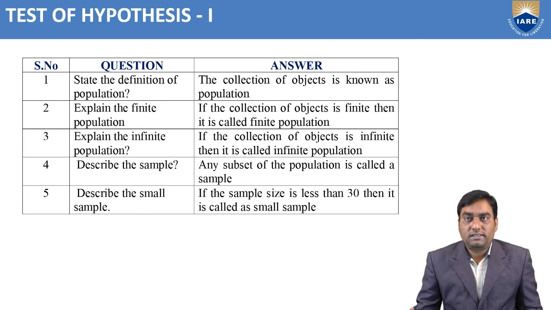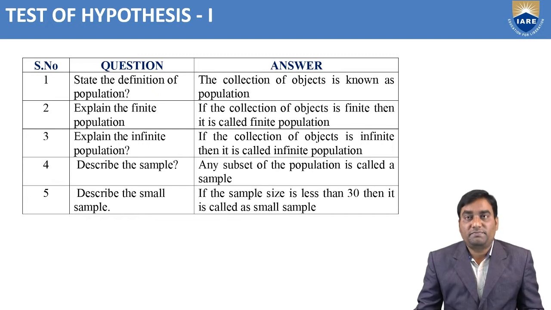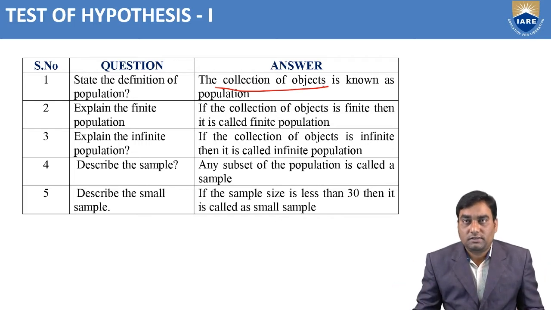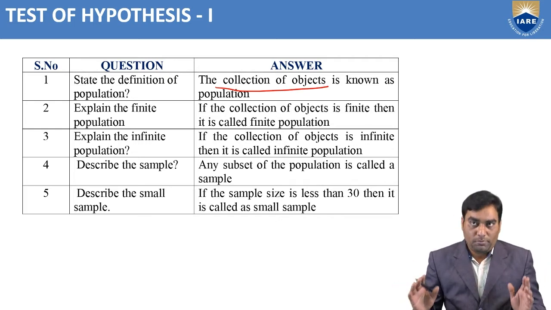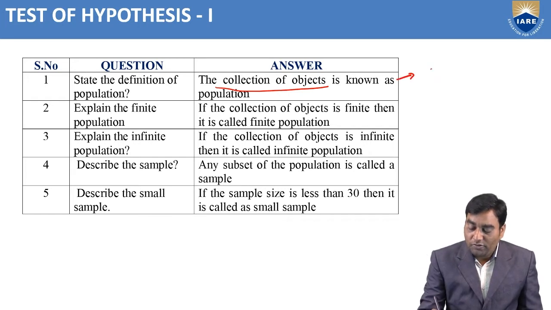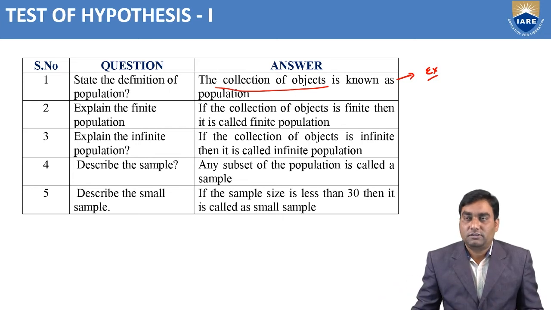The first definition is, what is the population? State the definition of population. Population means the collection of all objects is known as a population. What is the example of population? Suppose the students in a college, the total number of students in a classroom, we may treat as population.